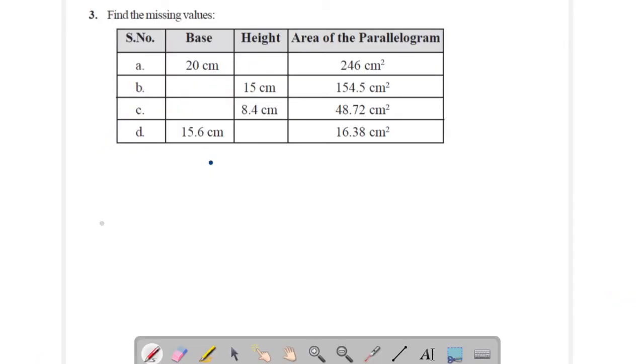Now come to question number 3. Find the missing values. To see the solution, A part. Here base is given to you. Base of parallelogram.